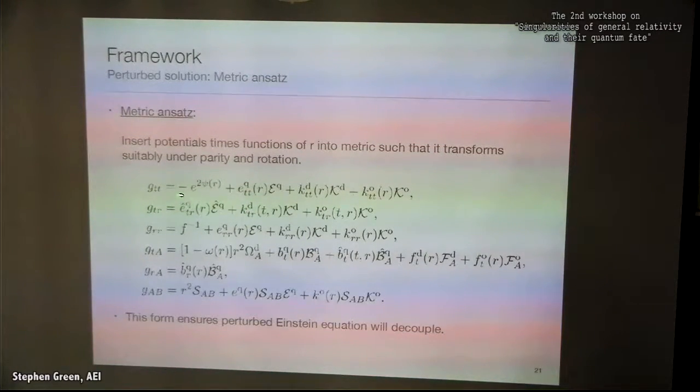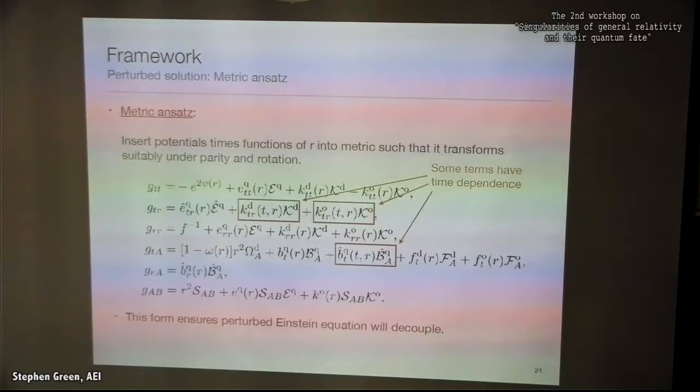So we can see in the g_tt component, we have the background part, which is just the Newtonian potential, and then we have the electric quadrupole part times, that's that E_Q potential, times this unknown radial function of r. And this is kind of ugly looking, but this form is useful because it means that afterwards the perturbed Einstein equation is going to decouple suitably into these different sectors, and we'll be able to solve for all the functions of r.